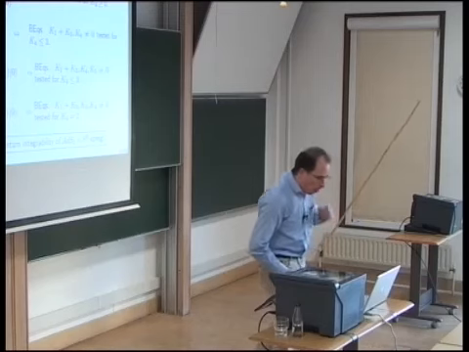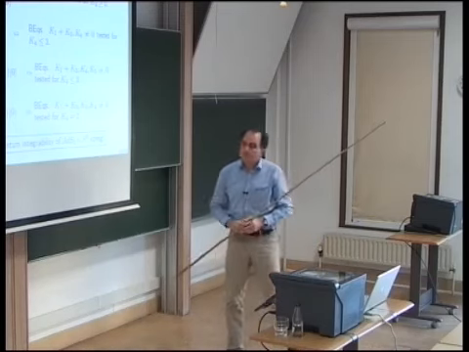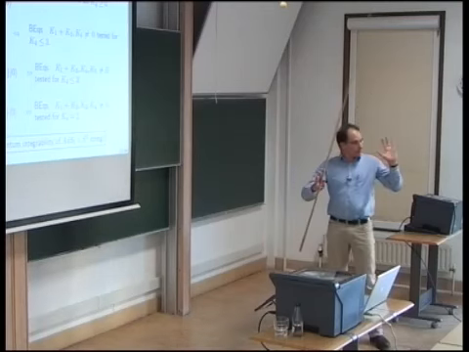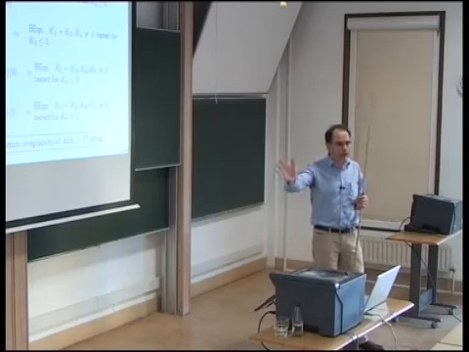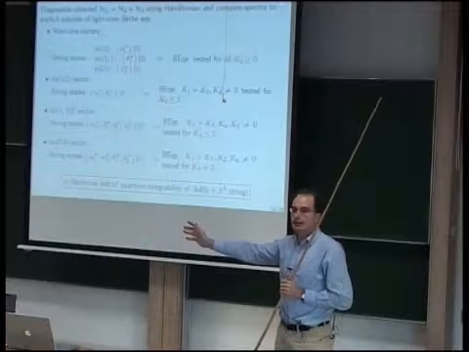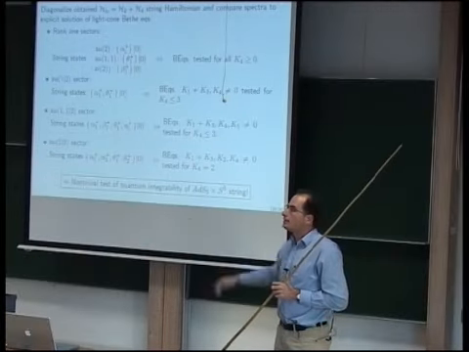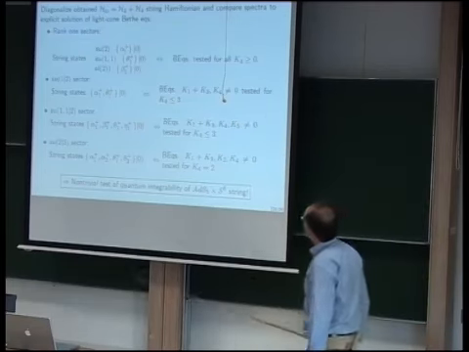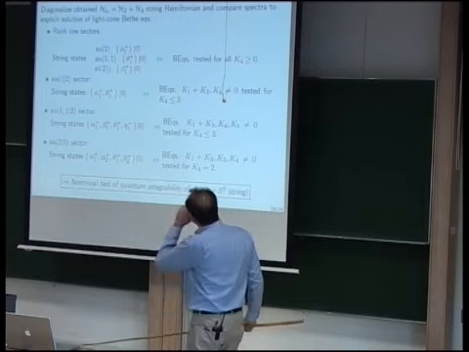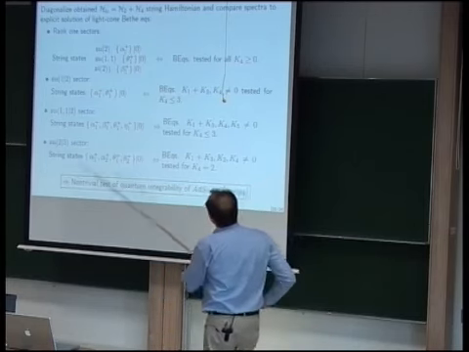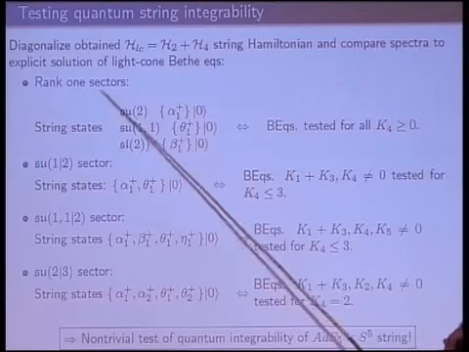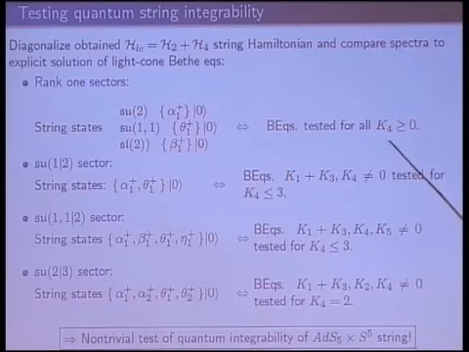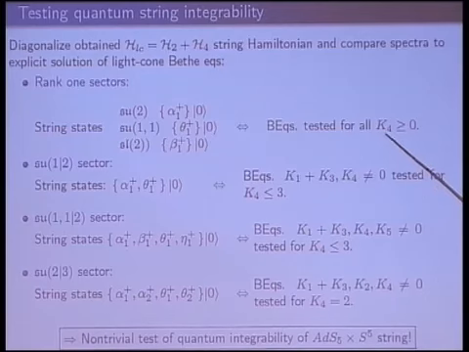Doing this, one now can perform this comparison. On the one hand, you explicitly diagonalize the interacting piece of the string Hamiltonian H4. And on the other side, you explicitly solve the light cone beta equations. And these are the tests that have been performed. So for rank 1, this, as I said, works for arbitrary magnon number, K4, in these sectors.